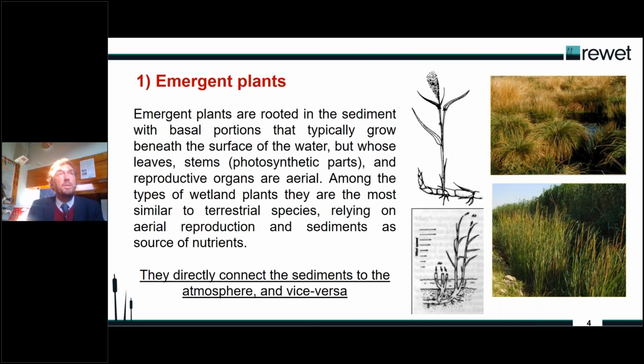Examples are here. The emergent plants have a minor portion of their body in the aquatic systems, the roots specifically, but most of the photosynthetic part is outside the water in the atmosphere. So they somehow directly connect the sediment with the atmospheric compartments, and they can provide conduit for gas exchange.